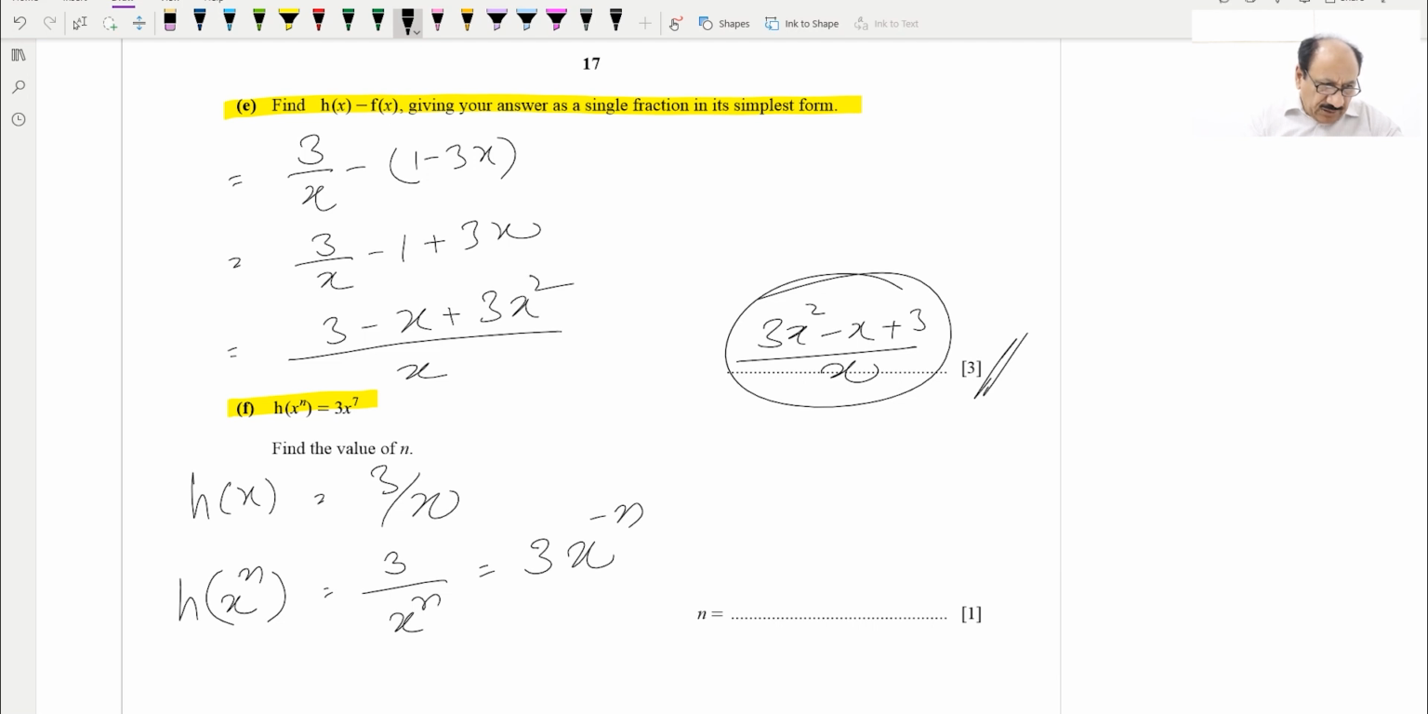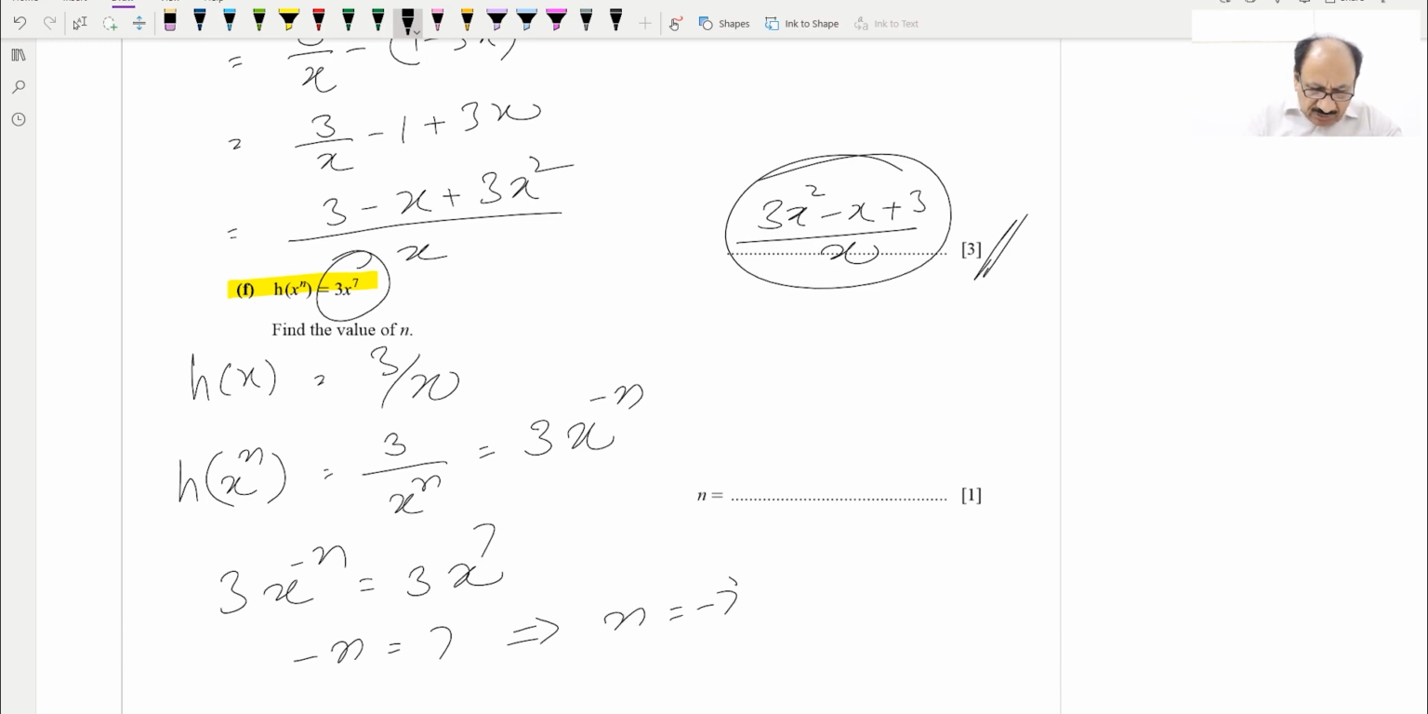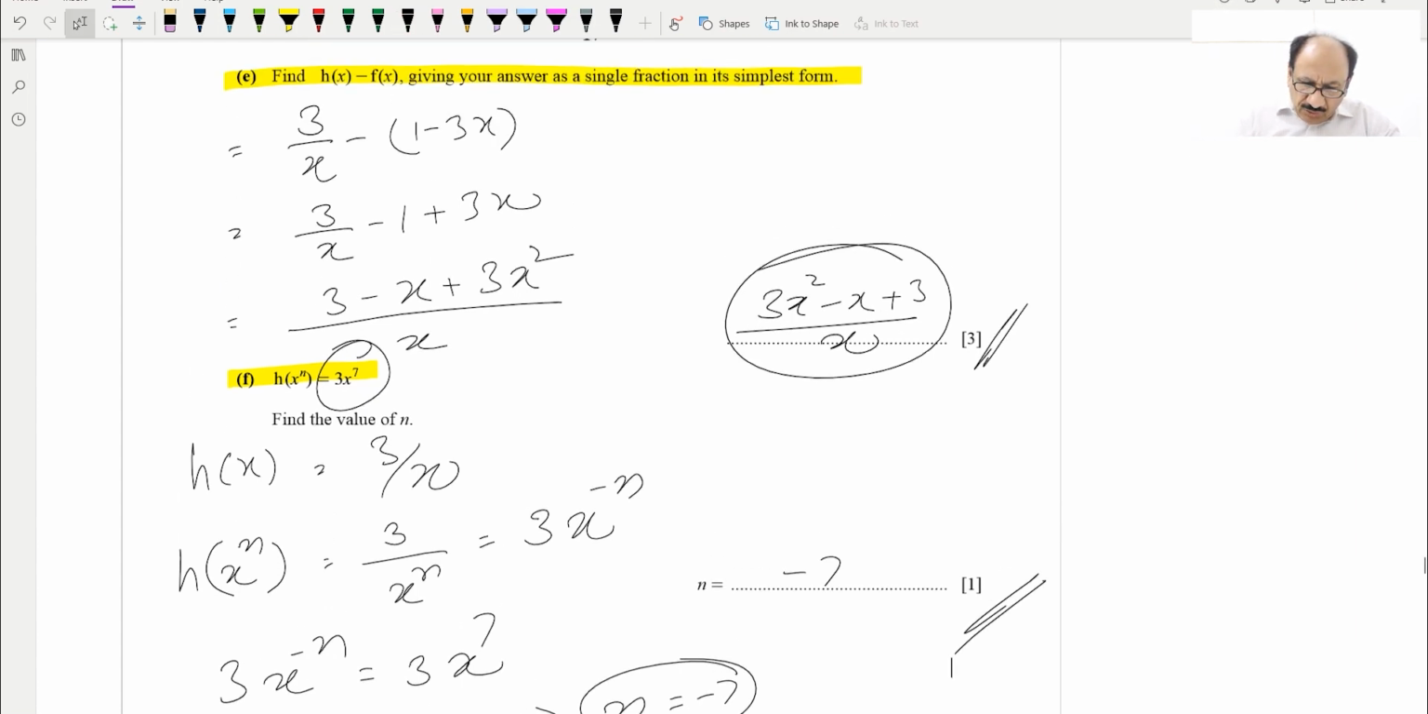And then we can compare this 3x raised to the minus n with this one, which is equal to 3x raised to the power 7. So the bases are the same, so we can compare the powers. So minus n is equal to 7. This implies n is equal to minus 7. So n is equal to minus 7. This will be the final answer for 1 mark. Hopefully you understood this.